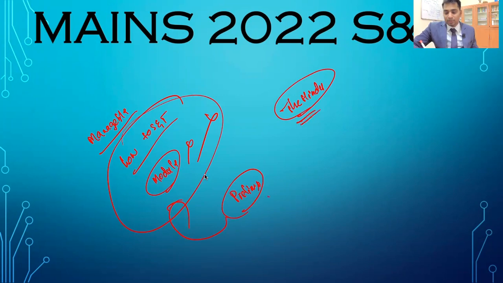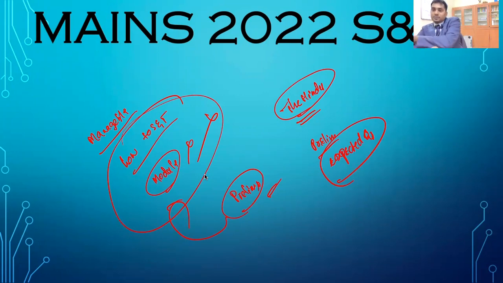Follow The Hindu, and after prelims, in expected questions, we can look at a set of some 12 or 15 expected questions, and then you can see how to write the answers for these. So no need to prepare science and technology for mains right from now.